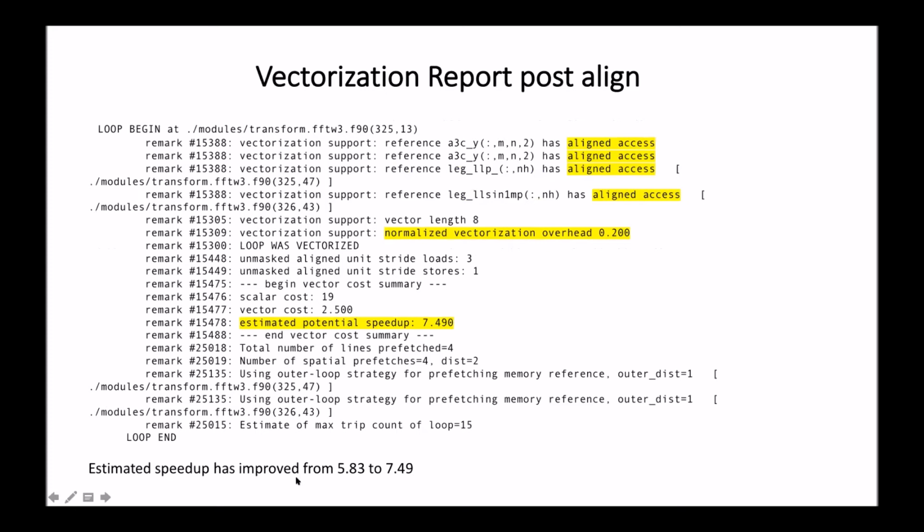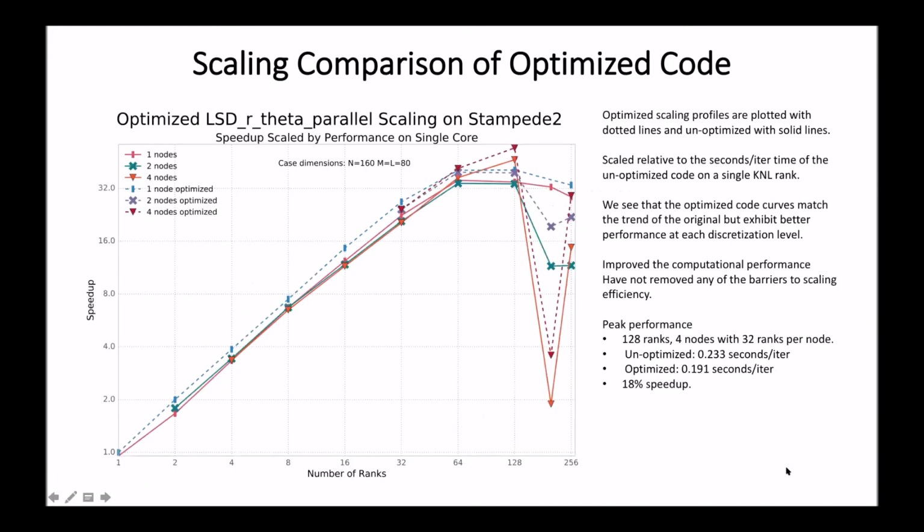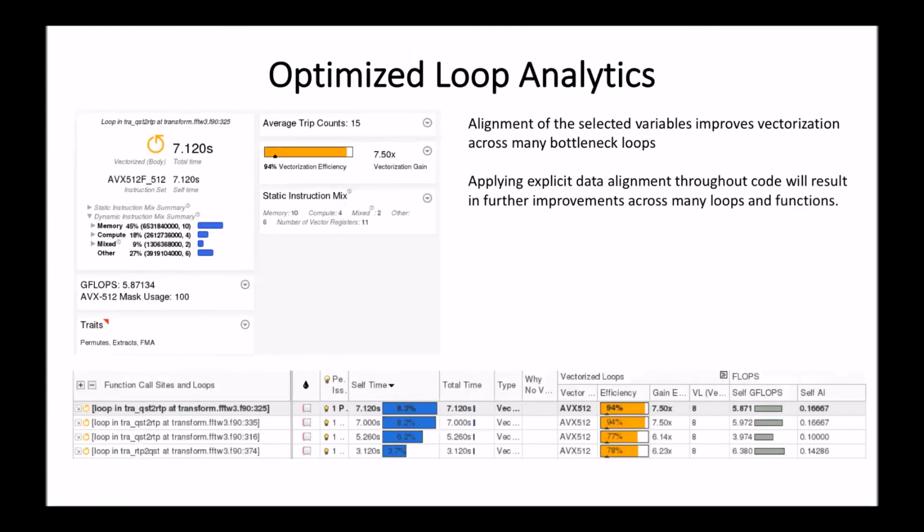And our estimated speed up has improved from 5.83 to 7.49. If we look at the loop analytics, actually running the code, we do get a speed up of 7.5%, and now our vectorization efficiency is at 94%. And we also see our gigaflops have increased to 5.871 for loop 325.